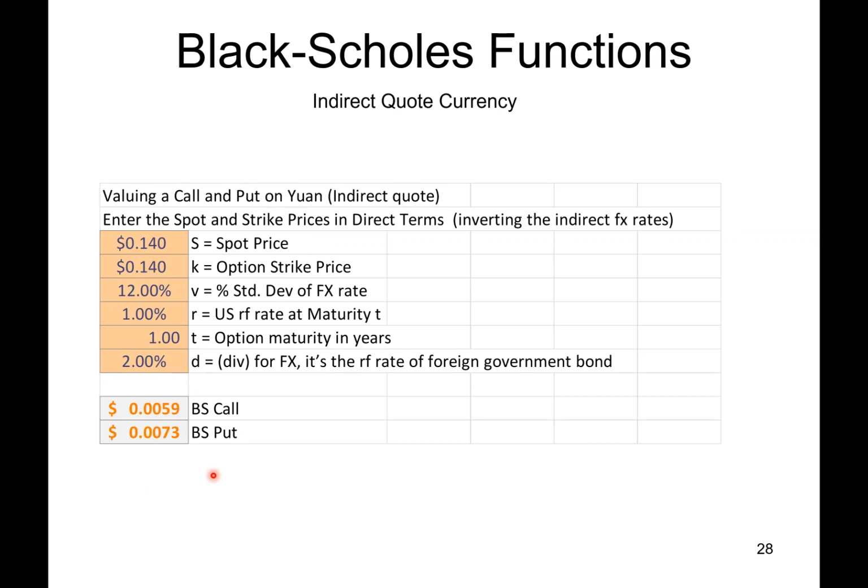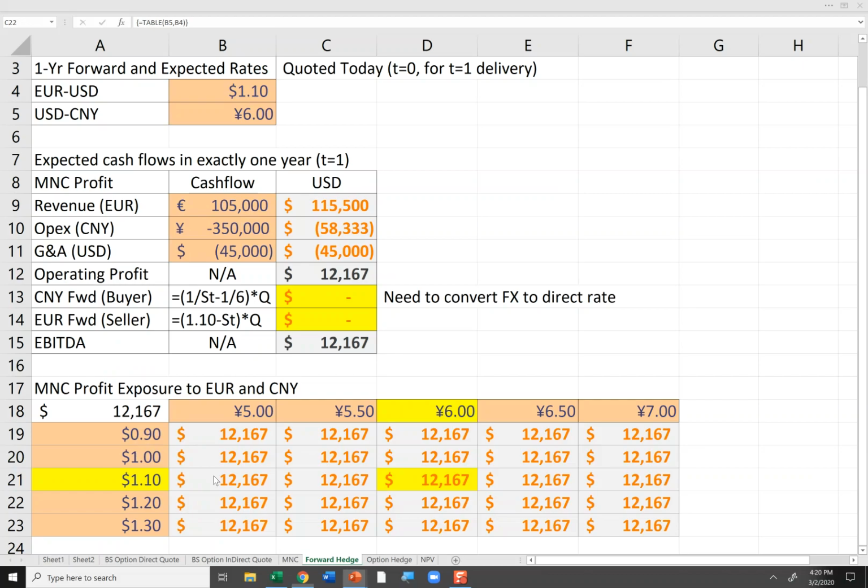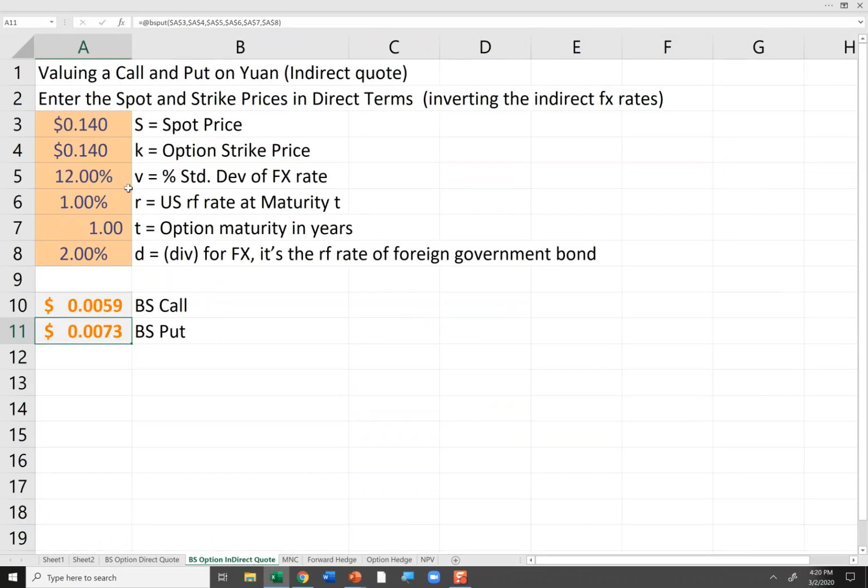And let's take a look at a call and put on the Chinese yuan. I'm going to go to the spreadsheet, and say the current spot price of the yuan is 7.15 yuan per dollar.